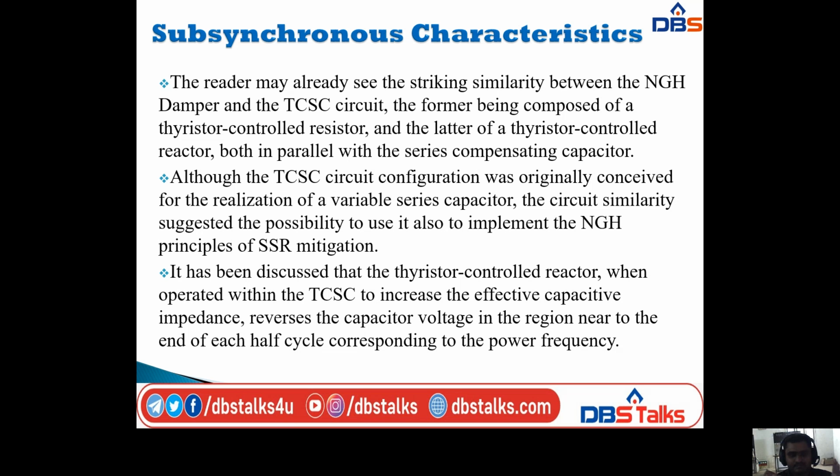Okay, so the reader may already see the striking similarity between the NGH damper and the TCSC circuit, the former being composed of a thyristor controlled resistor, that is R, and the latter of a thyristor controlled reactor, that is TCR, both in parallel with the series compensating capacitor, as in the previous circuit diagram. Although the TCSC circuit configuration was originally convenient for the realization of a variable series capacitor, the circuit similarity suggested the possibility of using it also to implement the NGH principles of SSR mitigation.